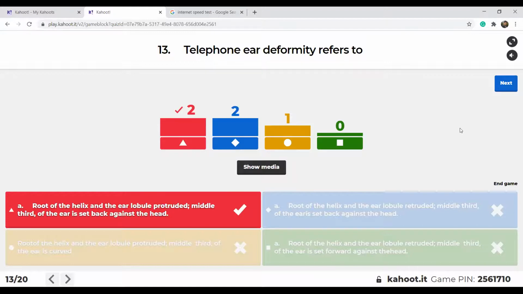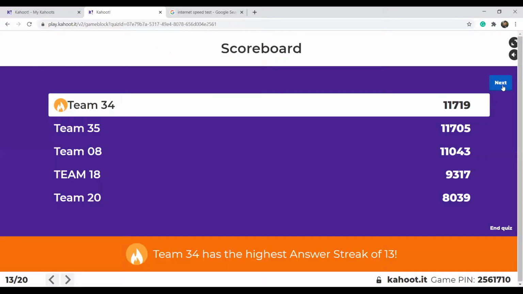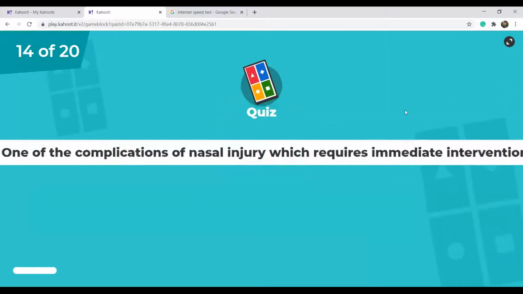Okay, scoreboard now. Team 34 again. Right. Next question. Come on, we need some change in dynamics.